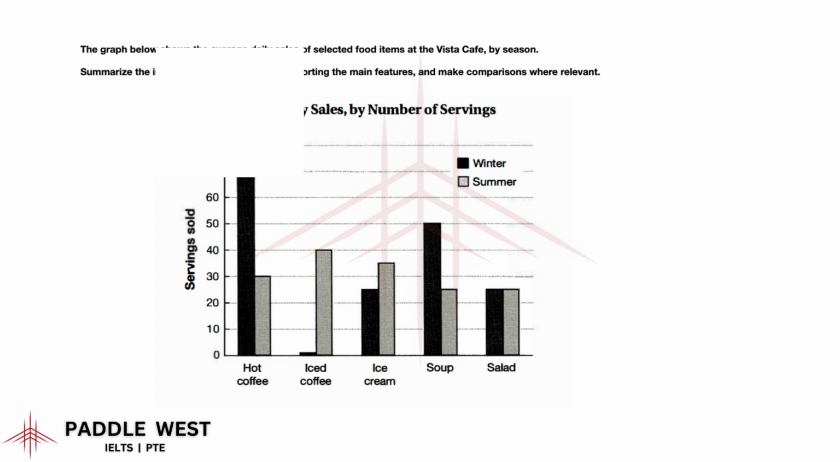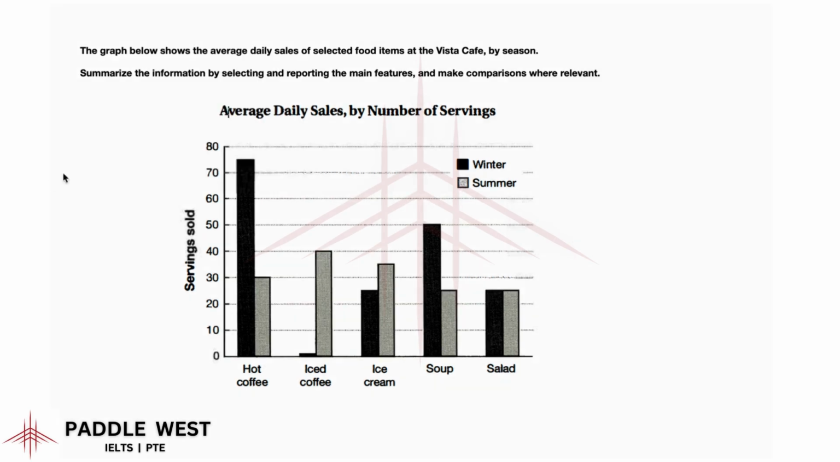The graph below shows the average daily sales of selected food items at the Vista Cafe by season. Summarize the information by selecting and reporting the main features and make comparisons where relevant. The first step is to analyze the question.